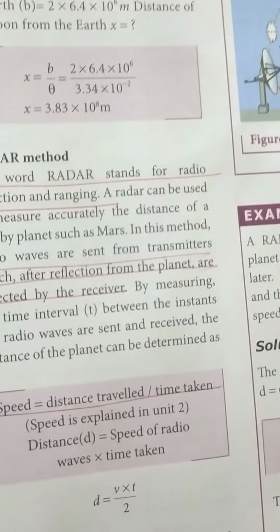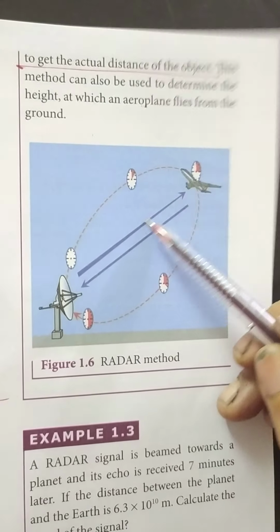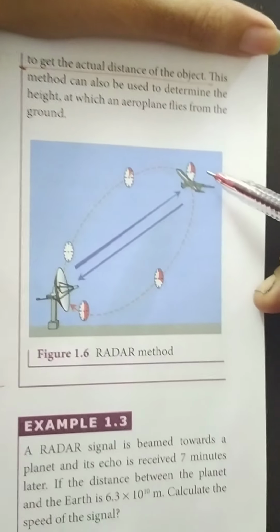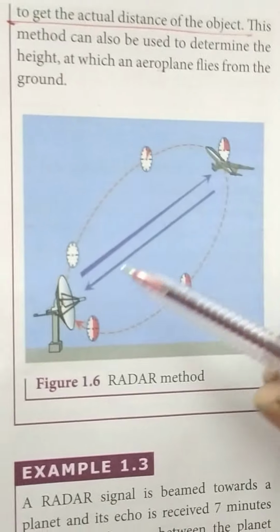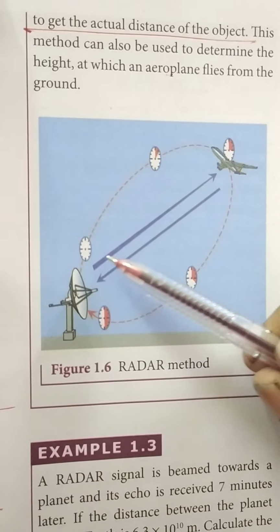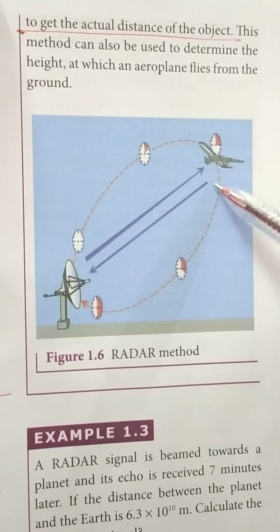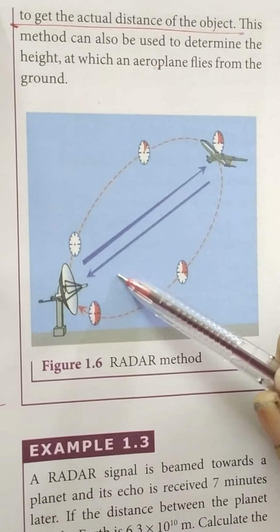You see this diagram? This is a transmitter which transmits radio waves, and they reach any object here. Here you can take any aeroplane or any planet, any distant object, and the waves reach this object and return back. So the radio waves are transmitted and then received. There is a to and fro motion, forward and backward motion of the waves. Mainly you have to find out the time period. From this time period you can find out the distance.